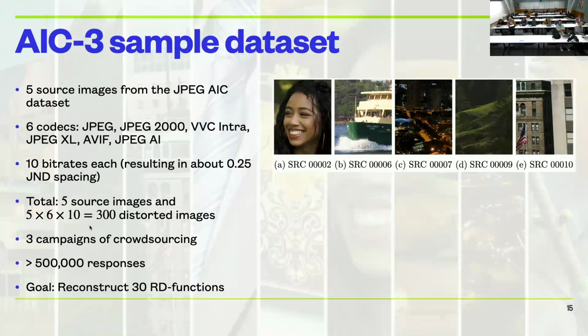And so in total, we had 5 source images and 300 distorted images. So 5 source images times 6 codecs times 6 distortion levels. That's 300 distorted images. And over a period of 1 year, there were 3 campaigns of crowdsourcing with more than 500,000 responses, maybe even close to 1 million, I'm not sure. And the goal was to reconstruct those 30 rate distortion functions.